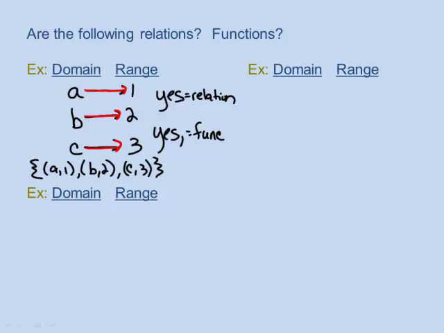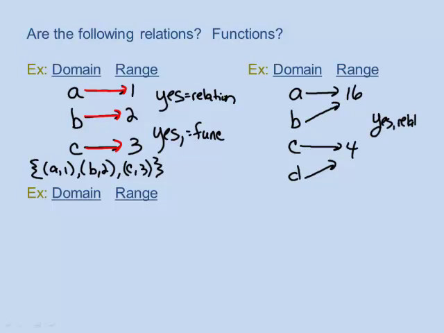Okay, second example. Let's say in this example you put in a and you got out, let's say, 16, and you put in b and you also got out 16, and let's say you put in c and got out 4, and you put in d, whatever d represents, and you also got out 4. Same questions. Is this a relation? Well, the answer is yes. Notice that for all of the domain values, we're getting at least one y value out. So the answer is yes, this is a relation. And in fact, almost everything is a relation. If there's any kind of ordered pair relationship at all, it's a relation.